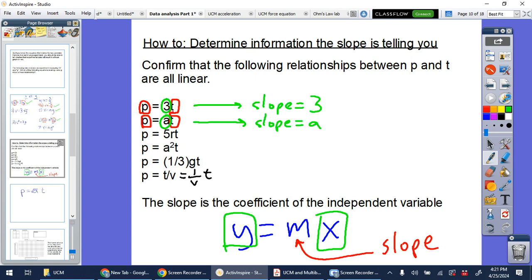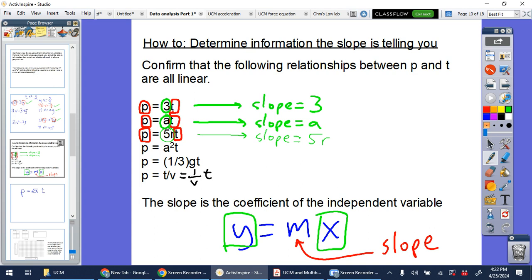Let me do this next one and see if you guys can do the other 3. So once again, y variable, x variable, looking pretty good, looking nice and linear. And then what I'm looking at is what's being multiplied by the x variable. And that is 5r. Not just 5 and not just r. It's 5r. Everything you see right there was being multiplied by the x variable, right?